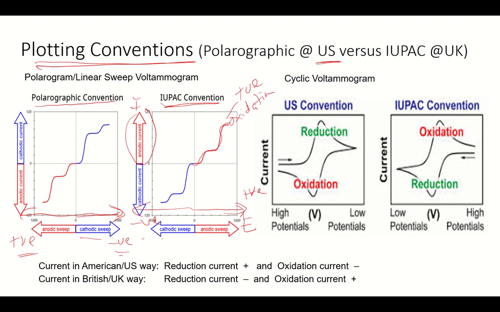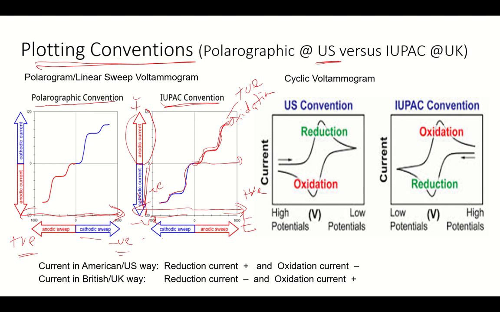So the working electrode is the anode. When you see the downward direction, this is the negative current, so negative is reduction. E negative, I negative is a reduction process for the UK, IUPAC convention. I positive, E positive is oxidation for IUPAC or UK.